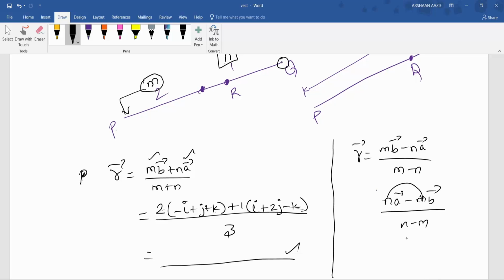Again, notice that N and A are opposite. When I take N, the A should be the other side vector. Using this, you can find the position vector.